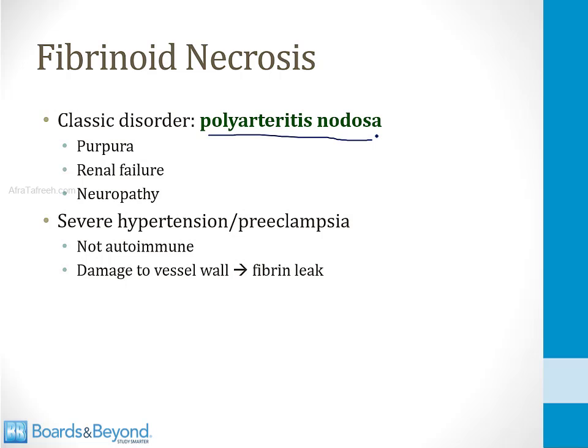I talk about this in the video on vasculitis in the immunology section, but people with polyarteritis nodosa develop purpura on their skin, they develop renal failure, and they develop neuropathy. And the classic finding on biopsy of a blood vessel in a patient with PAN is fibrinoid necrosis. The other place you can see fibrinoid necrosis that you should know for step 1 is patients with severe hypertension or women with preeclampsia. In this case, it's not autoimmune like it is in polyarteritis. What's happening here is there's damage to the vessel wall and fibrin is leaking out, and that also can lead to fibrinoid necrosis. And that concludes our video on necrosis.